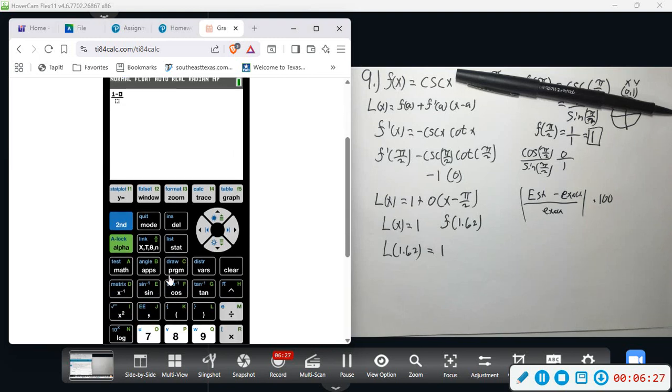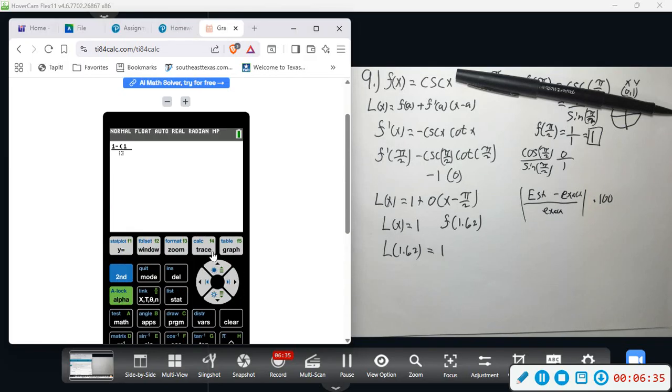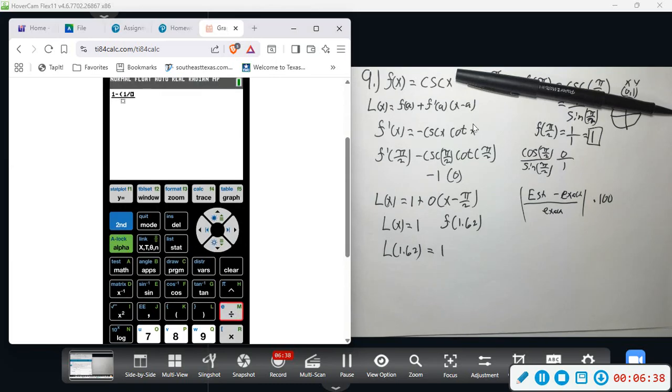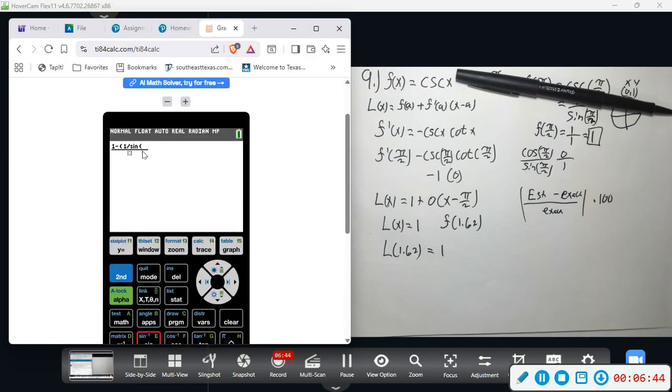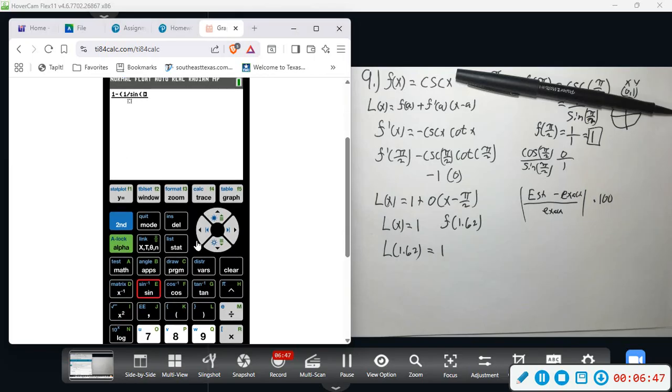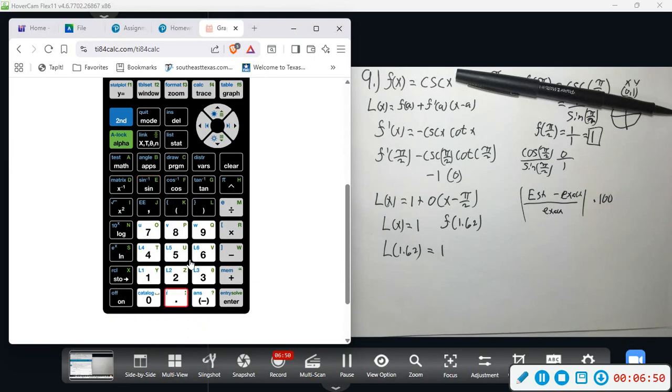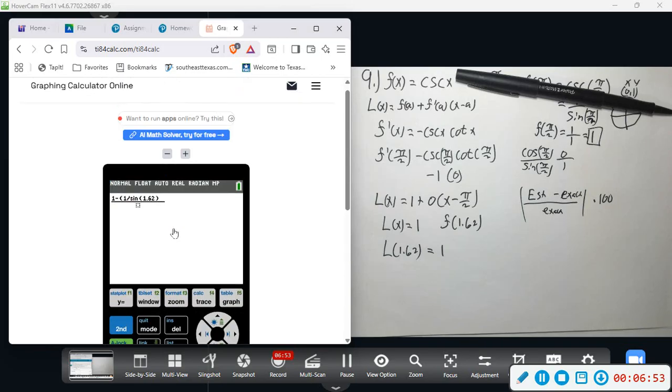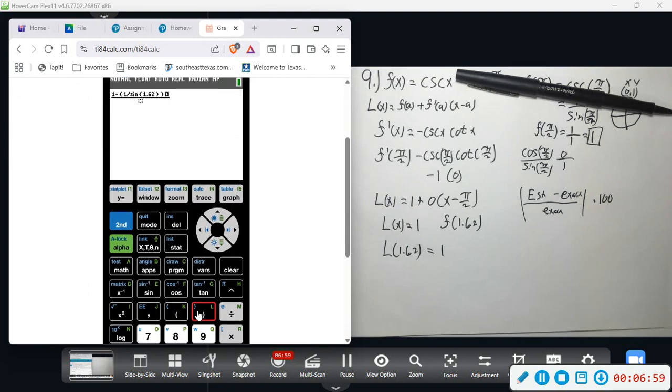So we don't have a button for cosecant. So I'm going to have to do parentheses. I'm going to have to make another fraction. I'm going to do 1 divided by, now since cosecant is 1 over sine, I'm going to type in sine. So 1 divided by sine of 1.62. And then close again. So this is the numerator, 1, the linear approximation minus the exact, and then all over the exact.